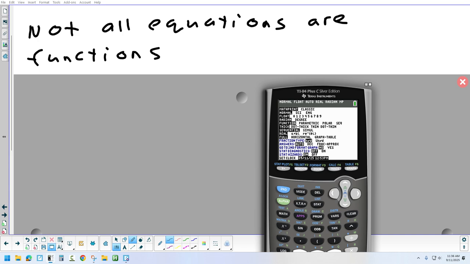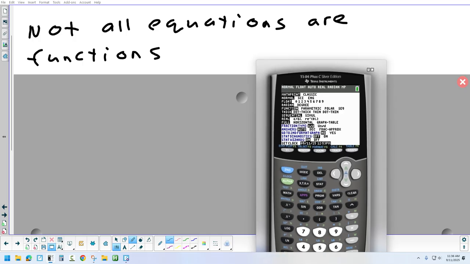Okay, this calculator only draws functions. We'll talk about some of the other things it can draw later on. Not right now.